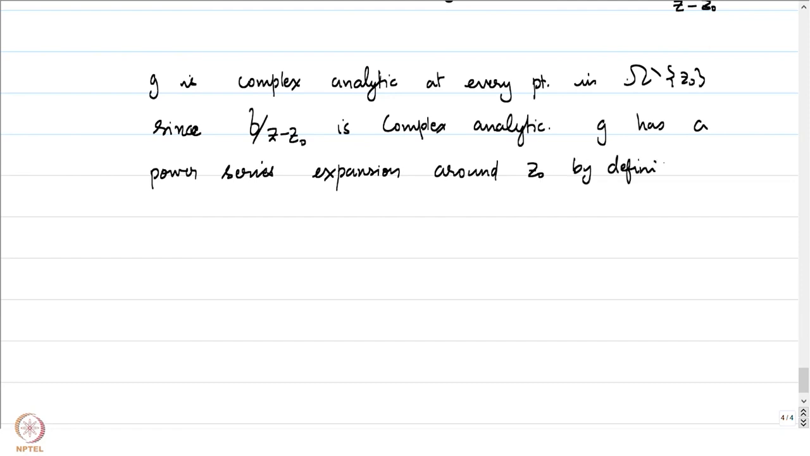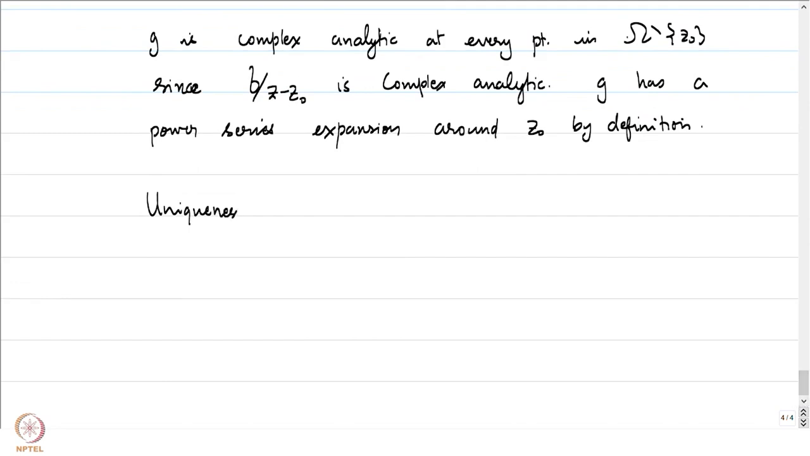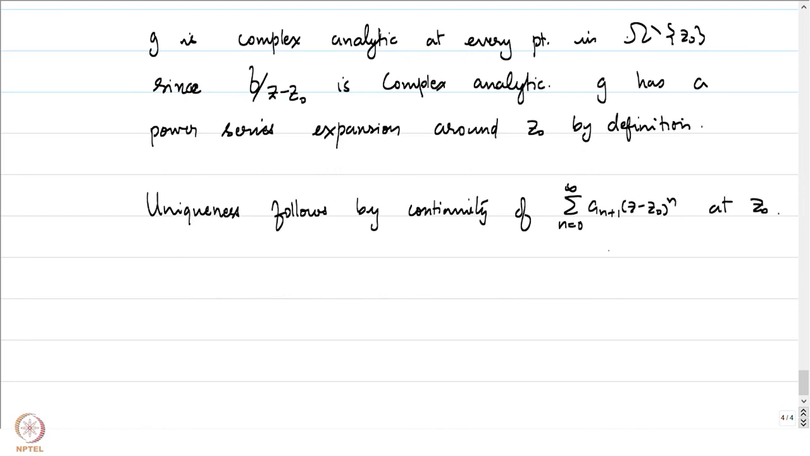The uniqueness of the function g follows by the fact that g is continuous at the point z0. At other places anyway f by z minus z0 makes sense. Uniqueness follows by continuity of summation a_{n+1} (z minus z0) to the power n at z0. And with that we have a factorization of f of z into (z minus z0) times g of z.